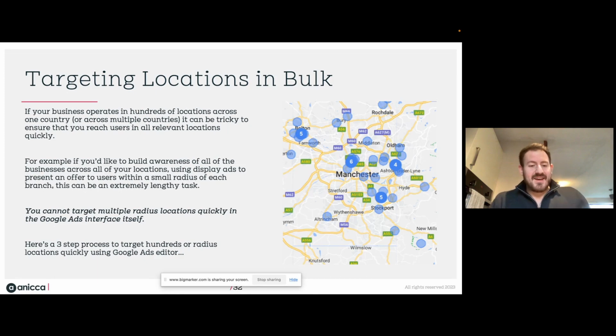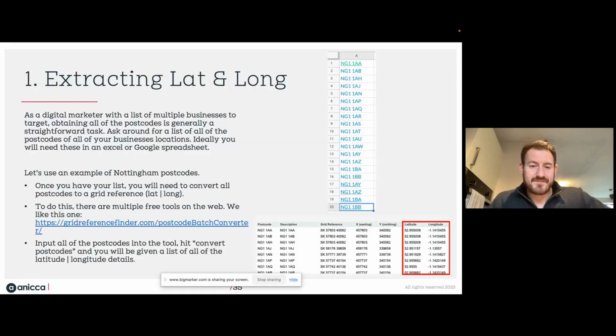Believe me. So here is a 3-step process, and you will have to excuse me again. I'm going to have to skip past the slides that were meant to be there for my own entertainment, really. But yeah, here's a 3-step process to target hundreds of radius locations really quickly using Google Ads Editor.